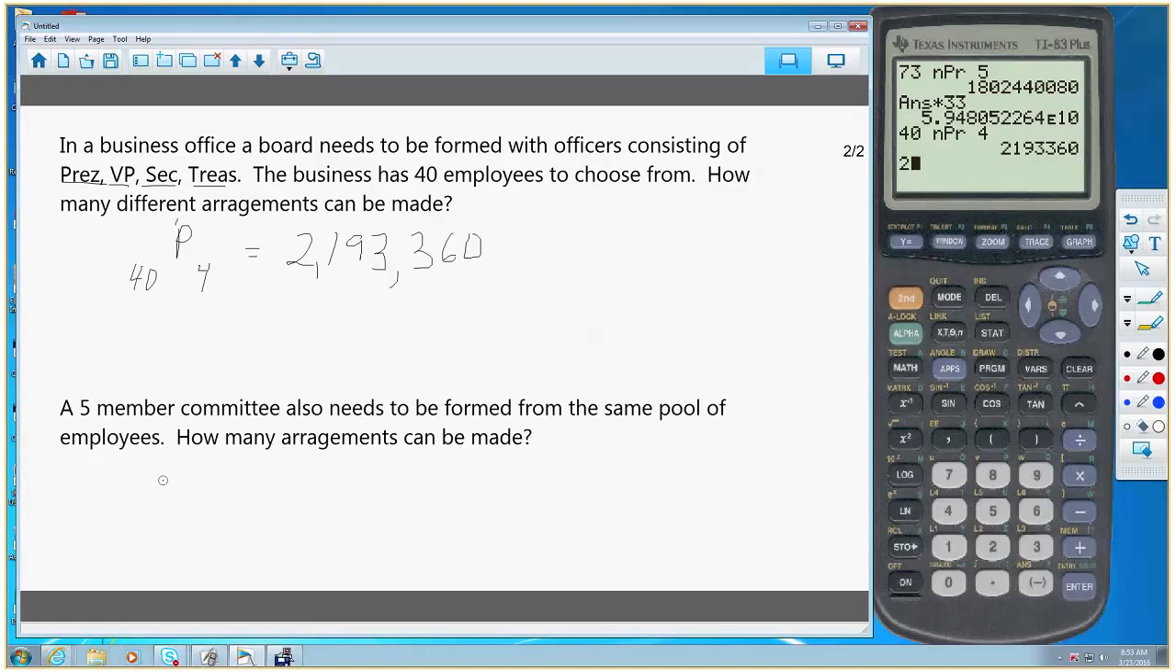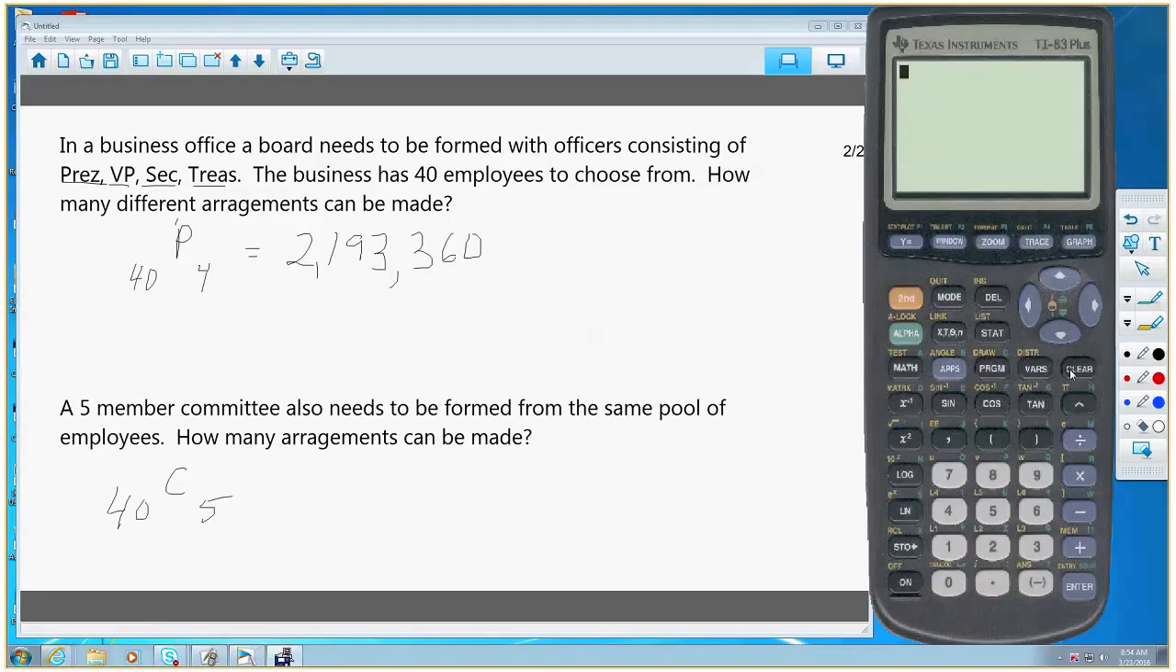All right. So now we do the combination. Our combination is going to be 40 combination 5. It might be easier if I just go ahead and, I can't remember if I did a combination. I didn't do a combination, did I? No. So clear, 40, math, combination, 5. And you can see the combination is a whole lot smaller, 658,008.